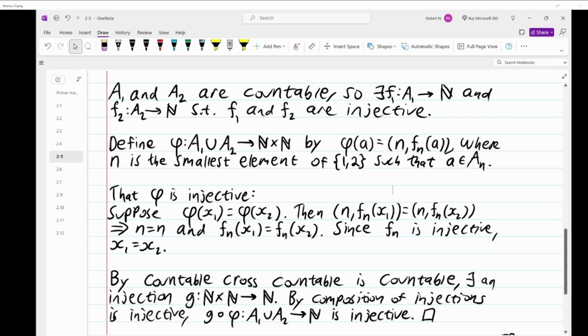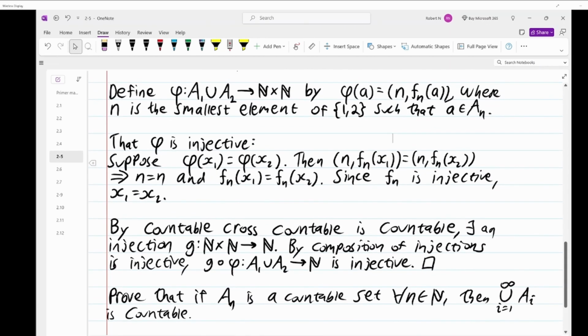Countable cross countable is countable. There's an injection G from N cross N to N. And a composition of injections is injective. G composed with phi from A1 union A2 to N is injective. Countable cross countable is countable. We're going to prove that later for exercise 2.9. Sound good? Sounds good. All right.